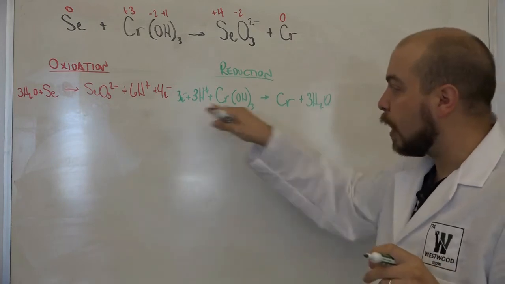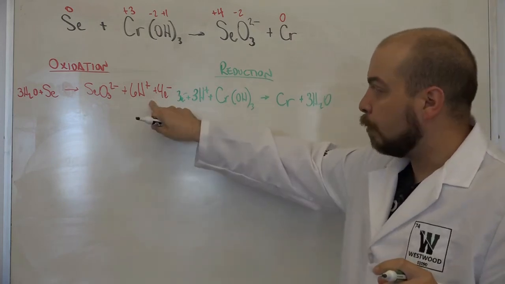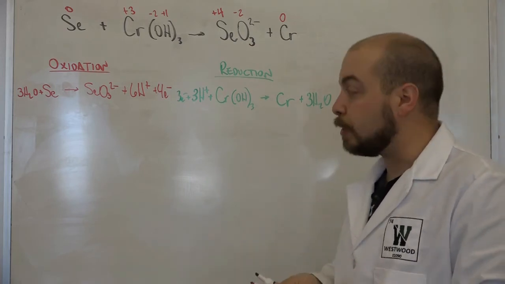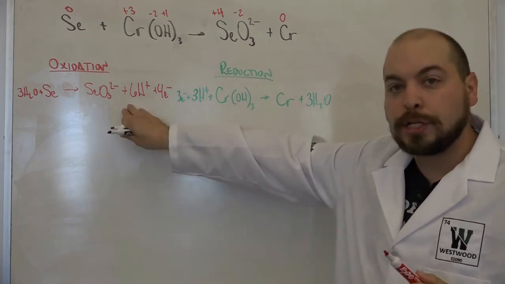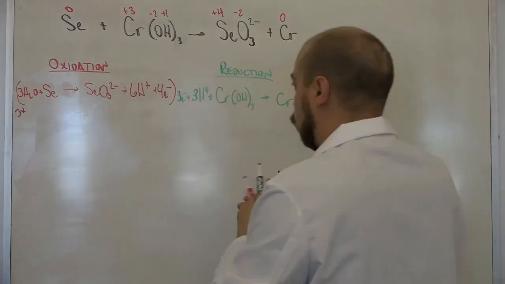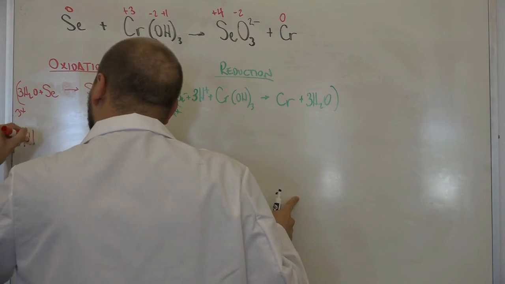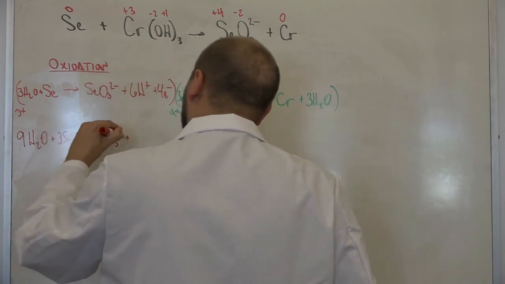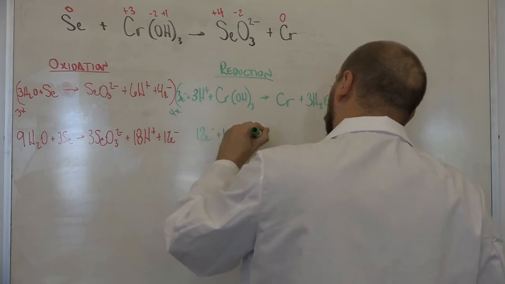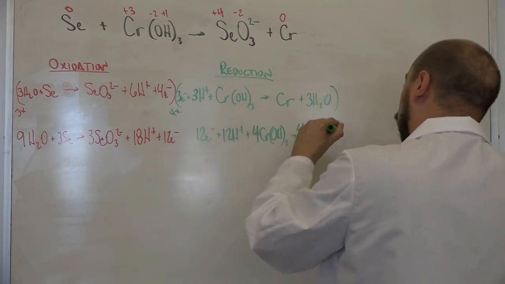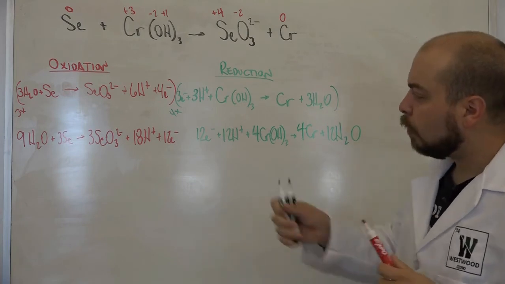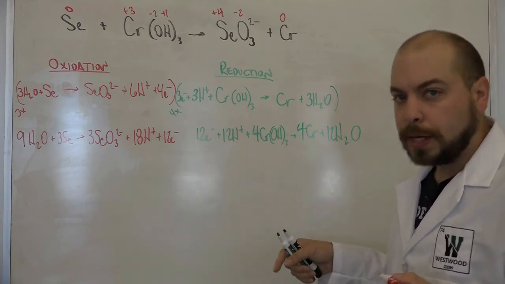Number of electrons is not equal. 4 on the oxidation half, 3 on the reduction half. Lowest common multiple between those is 12, so we're going to multiply our oxidation by 3 and our reduction by 4. We've rewritten. Now we can go ahead and combine and cancel into one overall reaction.